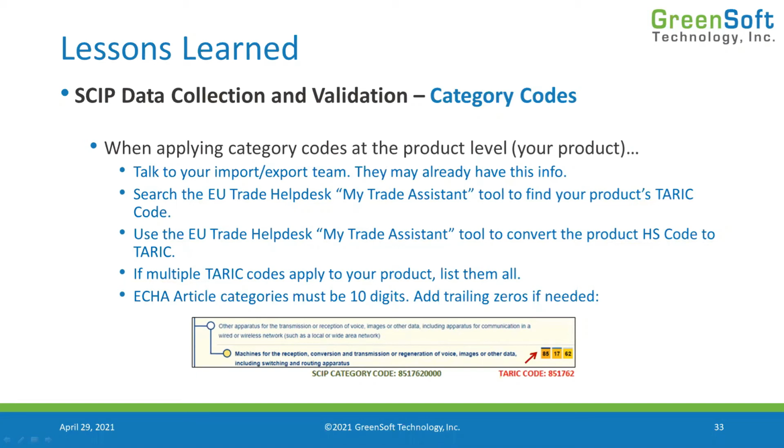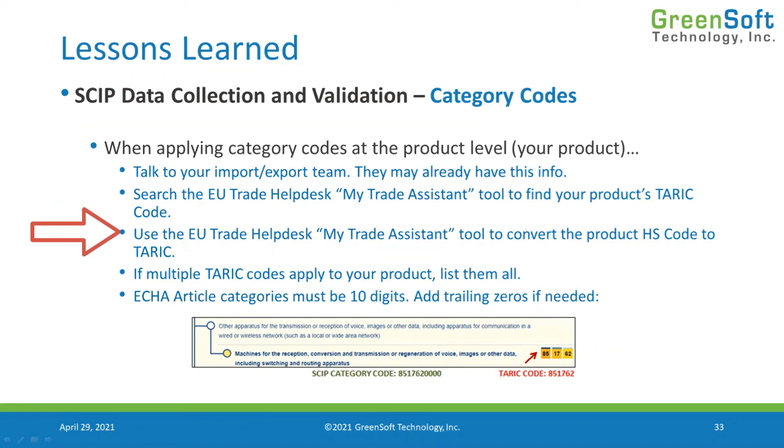Well, obviously, the first thing I'm going to do is ask my import-export team, because the people who are importing or exporting this in or out of Europe can tell me what codes they're using to do that. They probably already have that information, and if they don't, they can at least give me an HS code, which is an international code that I can convert later, right? So if they give me the HS code, then I can log into the EU Trade Help Desk My Trade Assistant tool. I'll give you a link to that as well in the follow-up documentation, where you can actually punch in the HS code and it'll convert it to TARIC for you.